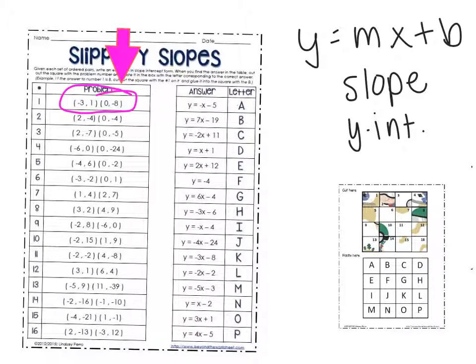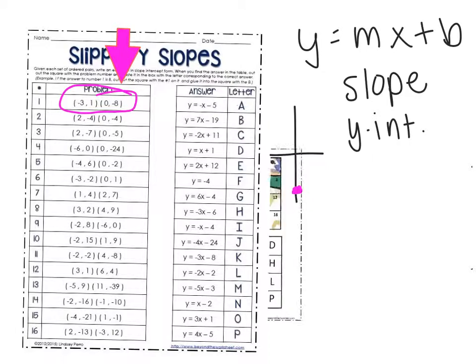And if you don't remember that, if we were to graph it, and we were to go over 0, down 8, that would be about right there. And that's where it crosses the y-axis. And so that would be our y-intercept. So we can actually find the slope using our slope formula.